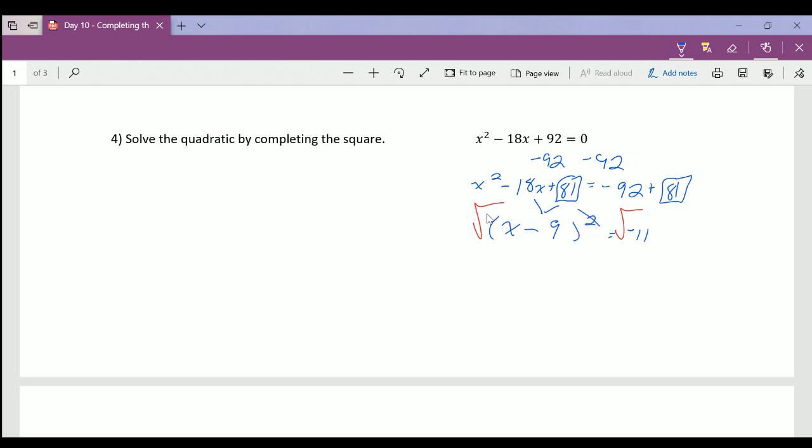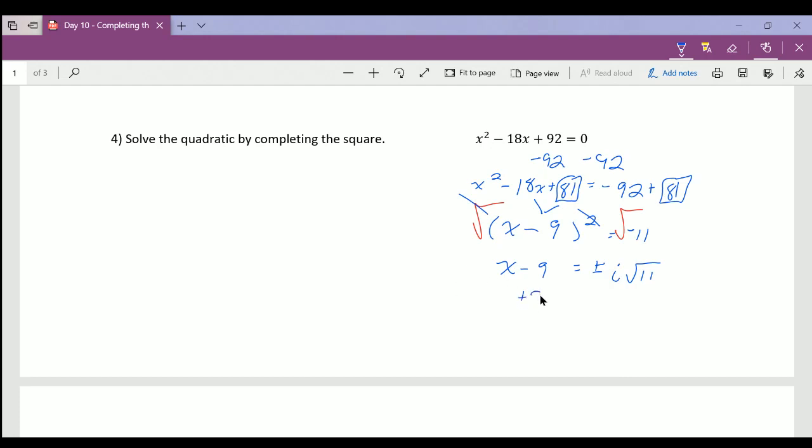The squared and the square root cancel. We've got x minus 9. Over here, we do need plus minus. We want positive and negative square roots. 11 is a prime number, so we're going to leave it as the square root of 11, but I'm going to put an i on the outside. So I'm going to write it that way. I'm going to put the i in front. Okay, that is a common way to do that.